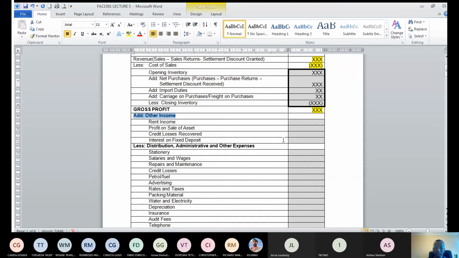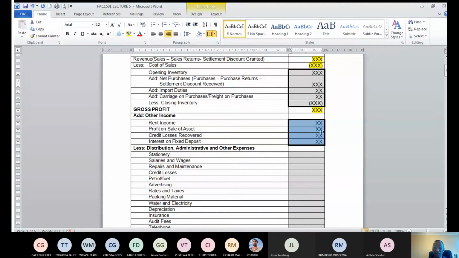So you will indicate there in this business whatever income you've got. You may have rent income, put down the amount. You may have profit on sale of asset, put down that amount, or credit losses recovered, or interest on fixed deposit. Whatever income you've got there from your trial balance, you indicate those income accounts. You put that into a block, you add it up, and that will give you your other income. Now you will sit with your amounts of your other income.